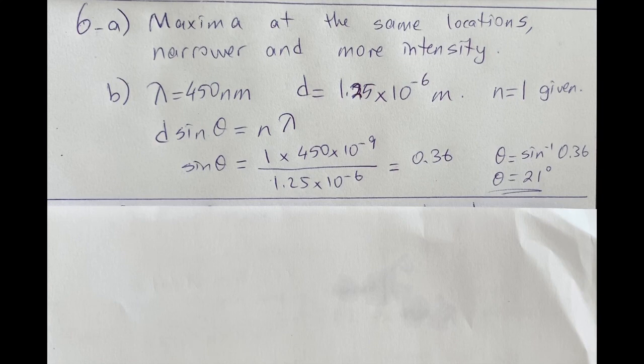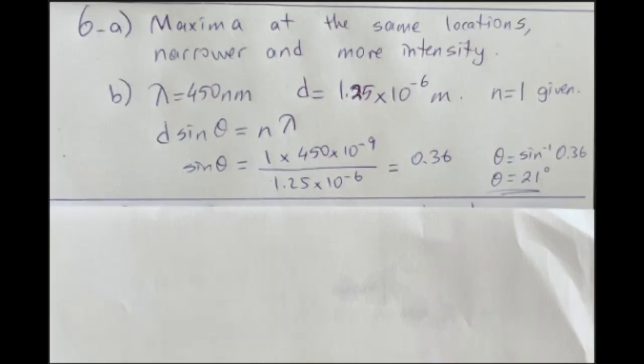Part B asks for the calculation of the angle between the central maximum and the first order principal maximum formed by the grating. So we're going to use the diffraction grating formula. Wavelength is given and the slit spacing is also given. Looking at the first order, n equals 1, we calculate the angle to be 21 degrees. If your calculator was set to radians, you would calculate this angle in radians. That would not be wrong as long as you express it correctly.